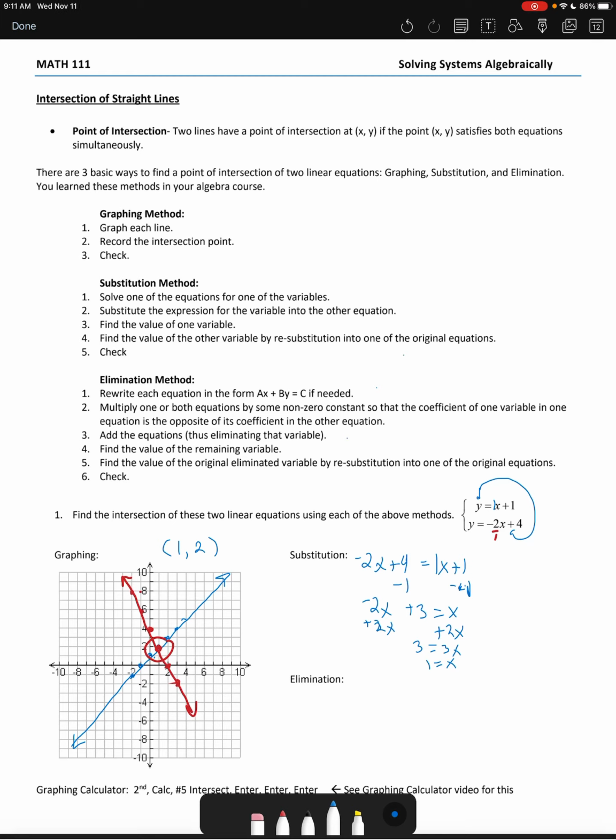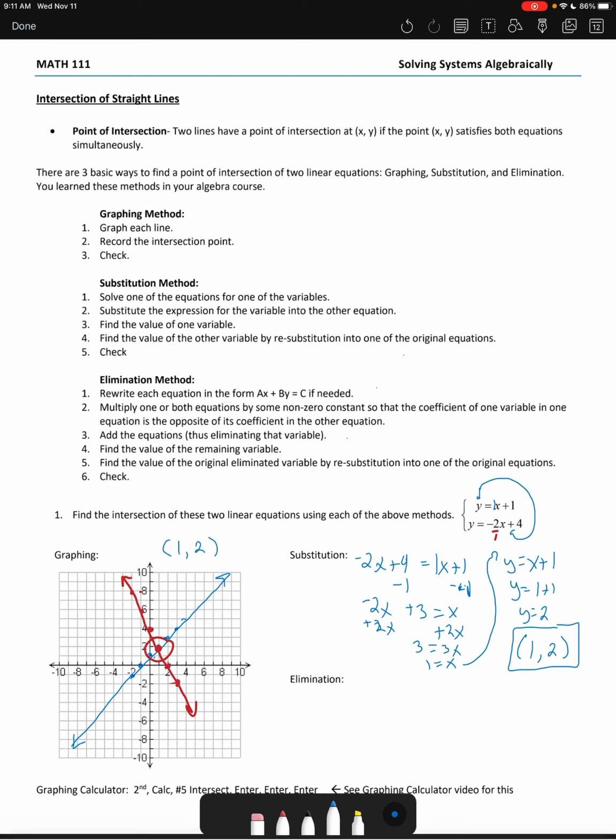Once I find the x value, I need to sub that into either one of these equations, whichever one I prefer. I like y equals x plus 1 better because it's less going on. So y equals 1 plus 1, or y equals 2, and that gives me the same (1, 2) overall answer. Be sure to put those in as an ordered pair unless you're asked differently.